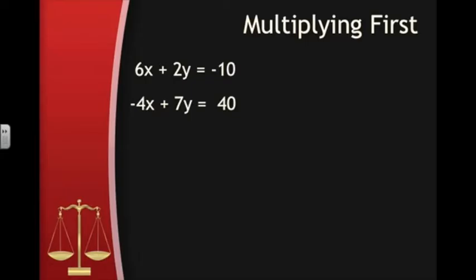Our goal now is to get a plus 12x in the first equation and a minus 12x in the second equation. To do this, we are going to multiply the first equation by 2 to get 12x plus 4y equals negative 20. Notice that I was careful to be fair and multiply all three terms by 2.